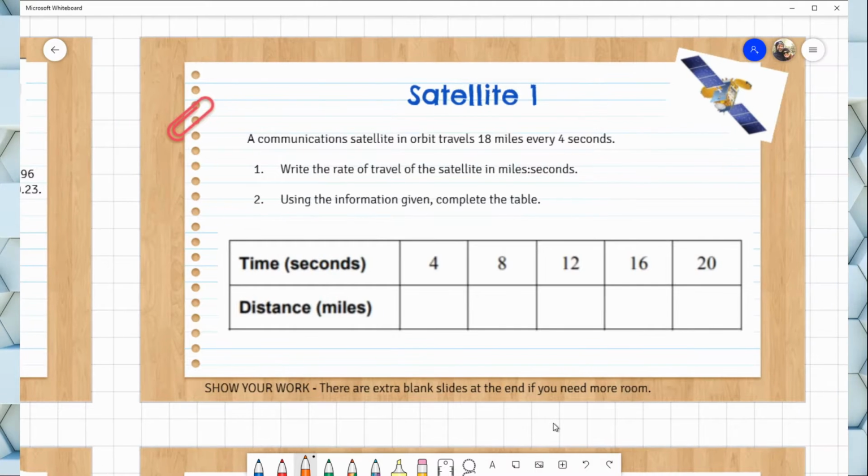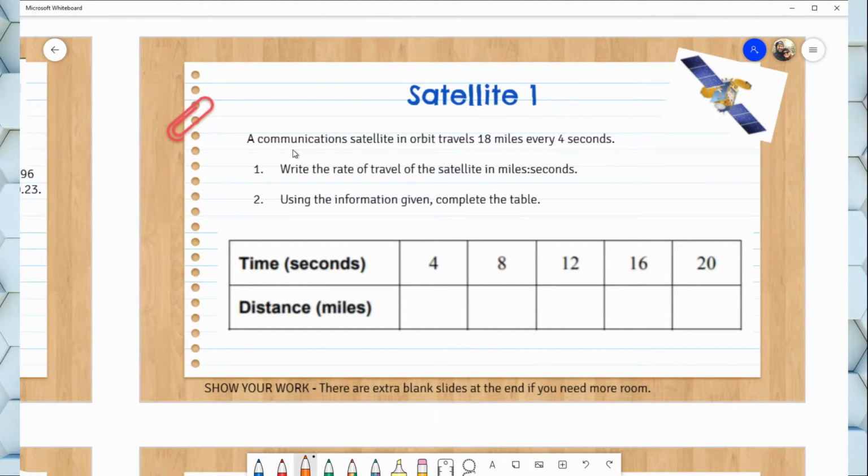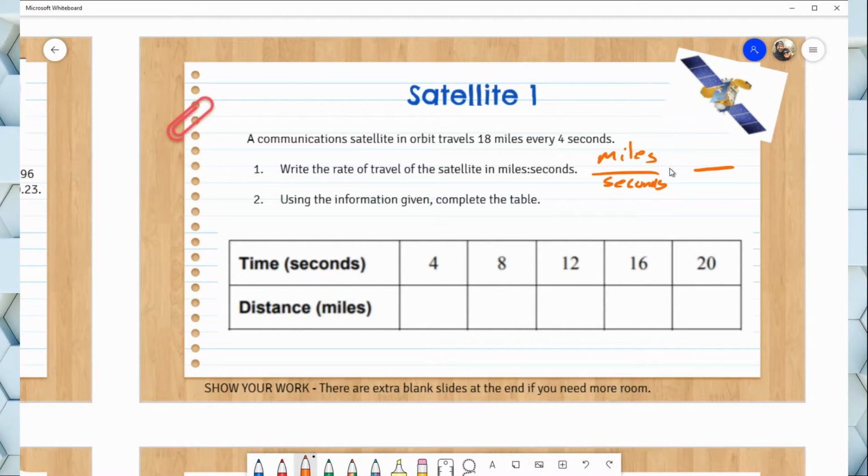Then it gets into some satellite questions. It says a communications satellite in orbit travels 18 miles for every 4 seconds. Write the rate of travel of the satellite in miles to seconds, and then using the information given, complete the table. So you have two things here. So number 1, you have enough room, you can write miles to seconds, and you're going to write a ratio. Then you're going to use this information to complete the table.